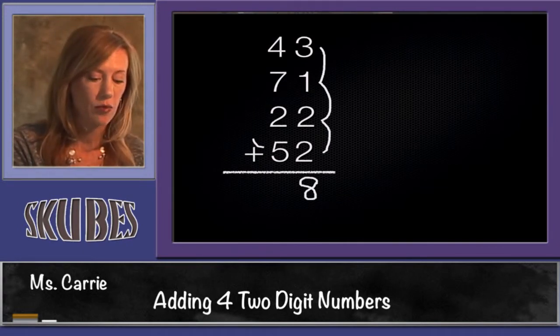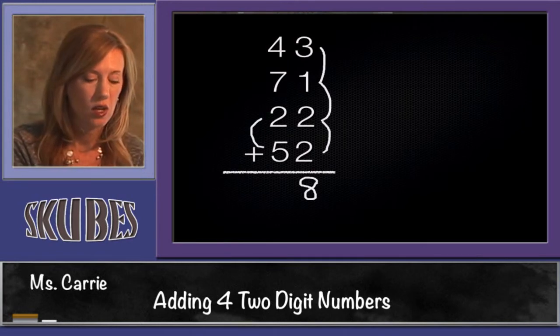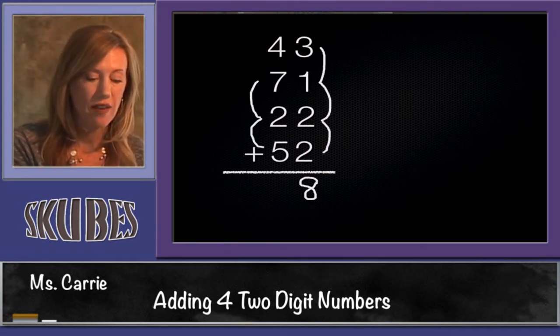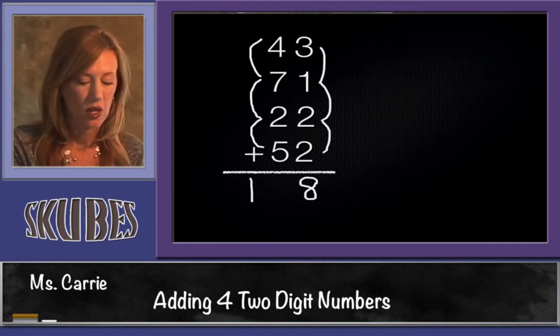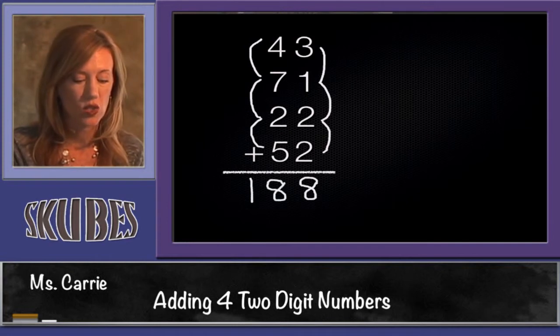Well, I know that 5 plus 2 is 7. And I know that 7 plus 7 is 14. Plus 4 more is 18. And our answer is 188.